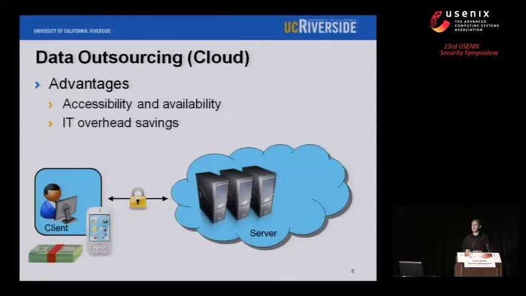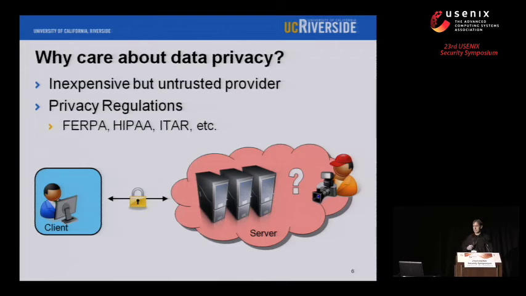So we're going to be looking at this typical cloud or data outsourcing model where you have a resource-constrained client who wants to store data on the cloud, or what we call the server here, in order to take advantage of economy of scale and improve accessibility and availability. Typically, we assume that the cloud provider is going to do an adequate job of taking care of our data, and we just store it plain text to the provider.